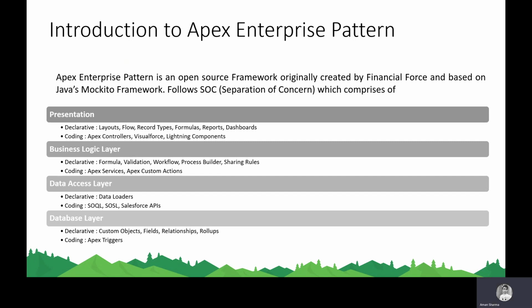And then comes the database layer. The database layer is the connection between the UI, the data layer and the database. Whenever we do an operation in the UI, an operation is performed in the backend at the database as well. In terms of declarative, it can be custom objects. When we create a custom object, the backend process is fired, when we create a field, relationships or rollups. And in terms of coding, it can be Apex triggers, which we can use to manipulate the data being passed.